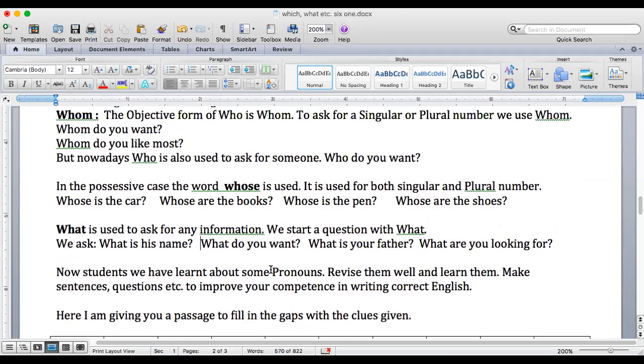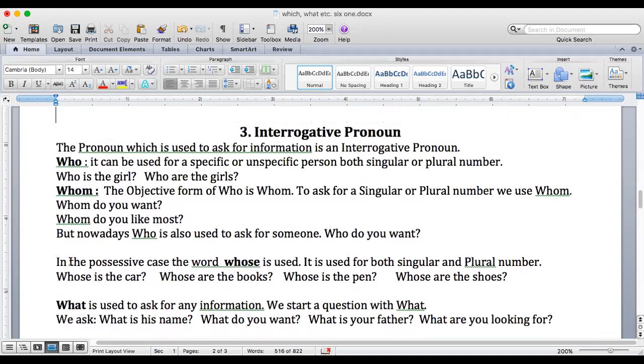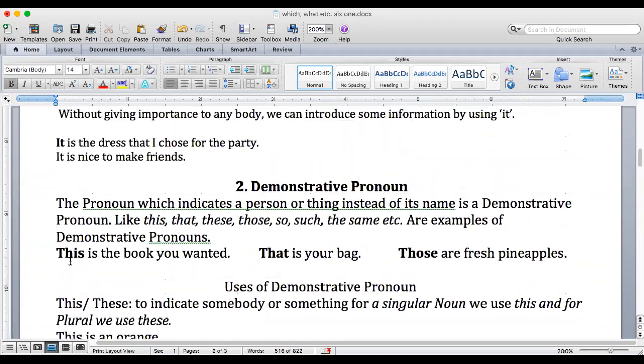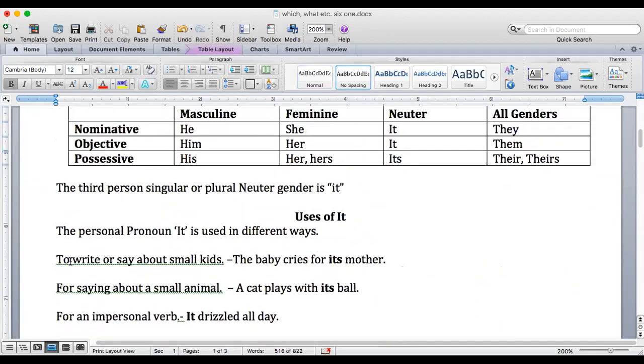Now we have learned about some pronouns: general pronoun, personal pronoun, demonstrative pronoun, interrogative pronoun. Next lesson, we'll learn about reflexive pronoun and emphatic pronoun. All these things we'll learn later on, but for now, we're going to learn these pronouns. You will revise them well so that you know. Yes, Ashin. Sure. So we'll revise all these things very seriously. And I'll just recap. We'll go back again to the beginning to remember what we have learned.